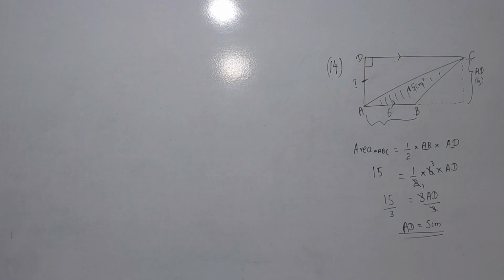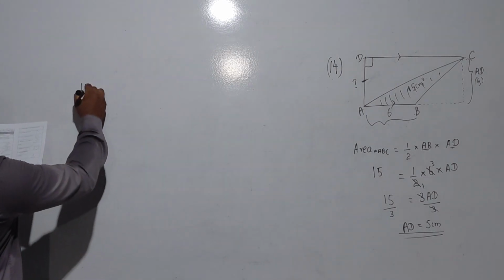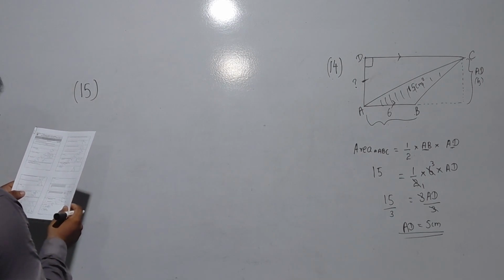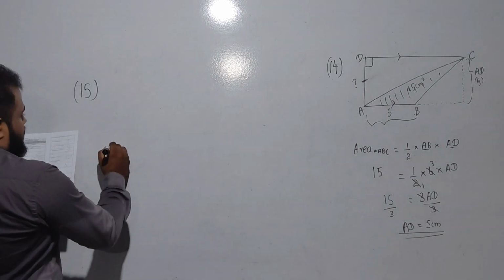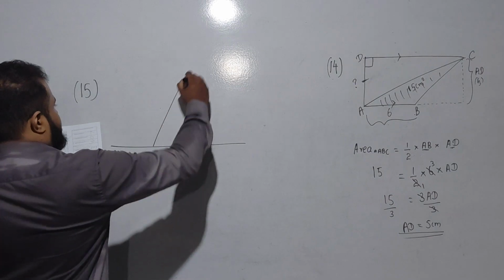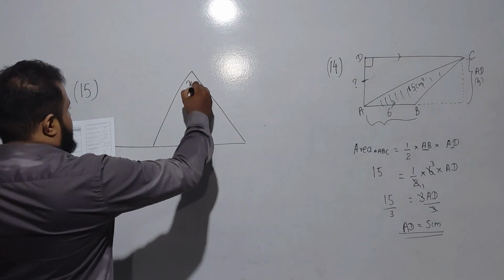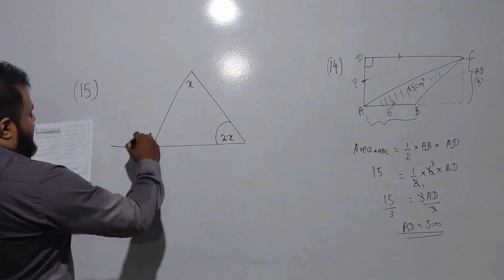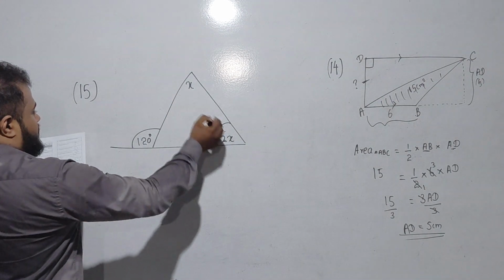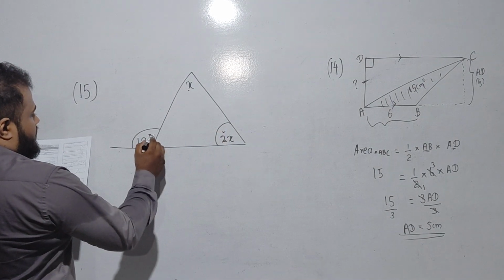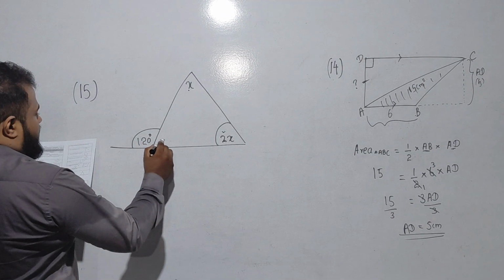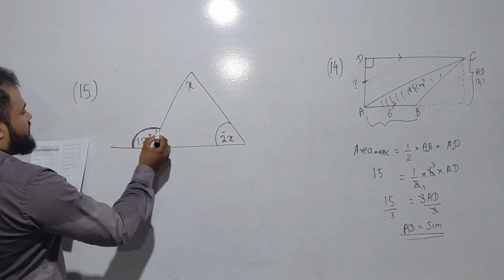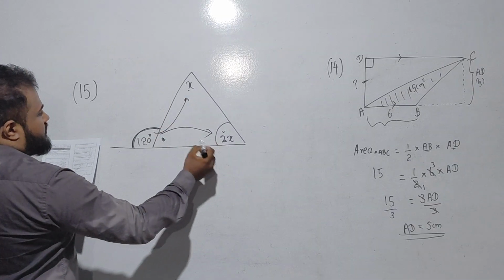Question number 15. In the triangle ABC, the side BC is produced to D. Find the value of BAC. This is from the exterior angle theorem. If this is x and this is 2x and this is 120 degrees, what we can see, this x plus 2x plus this value can be taken as 180, or according to the exterior angle theorem, this 120 degree angle is equal to x and 2x sum.